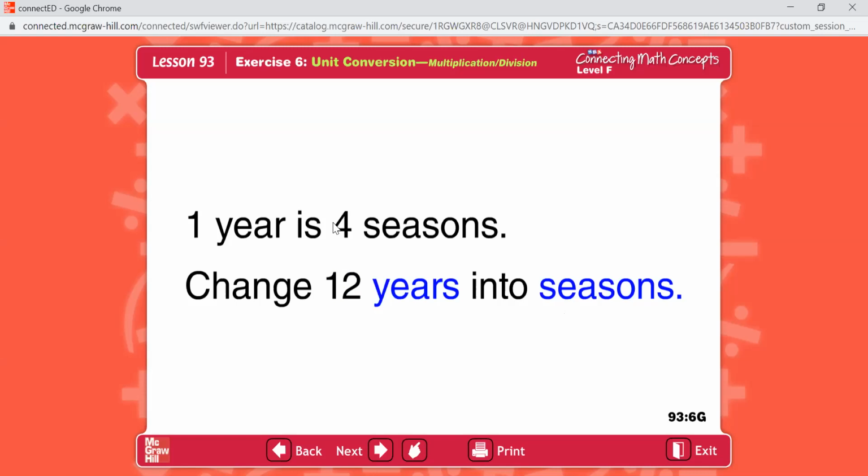Work the problem and write the answer in part B. Remember the unit name. Pause the video now to work the problem. The problem you should have worked is 12 times 4. How many seasons is 12 years then? Well, 12 times 4 equals 48, meaning we would have 48 seasons.